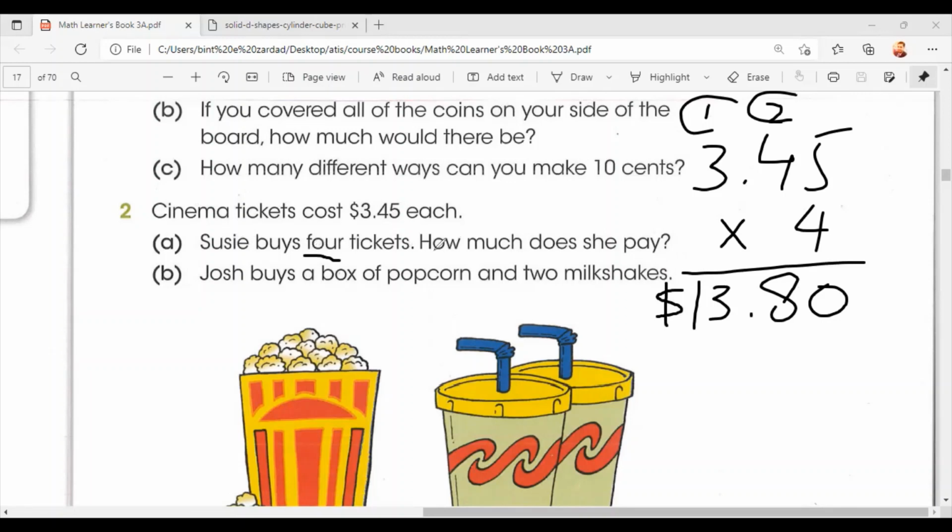So Susie buys 4 tickets. How much does it cost? $13.80. You can say 13.8.